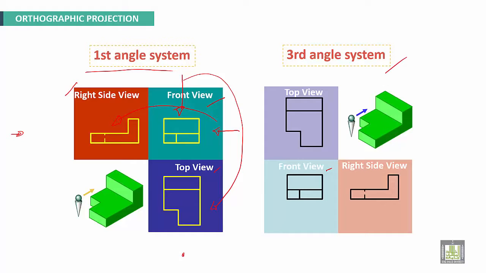For the third angle system, right side view, we have to see from the right side and draw it in the right side also. For the top view, we have to see from the top and draw it also in the top side. It will be the same. For this left side view, we have to see from the left side and draw it in the left side. From the bottom view, we have to see from the bottom view and draw it projected in the bottom side.